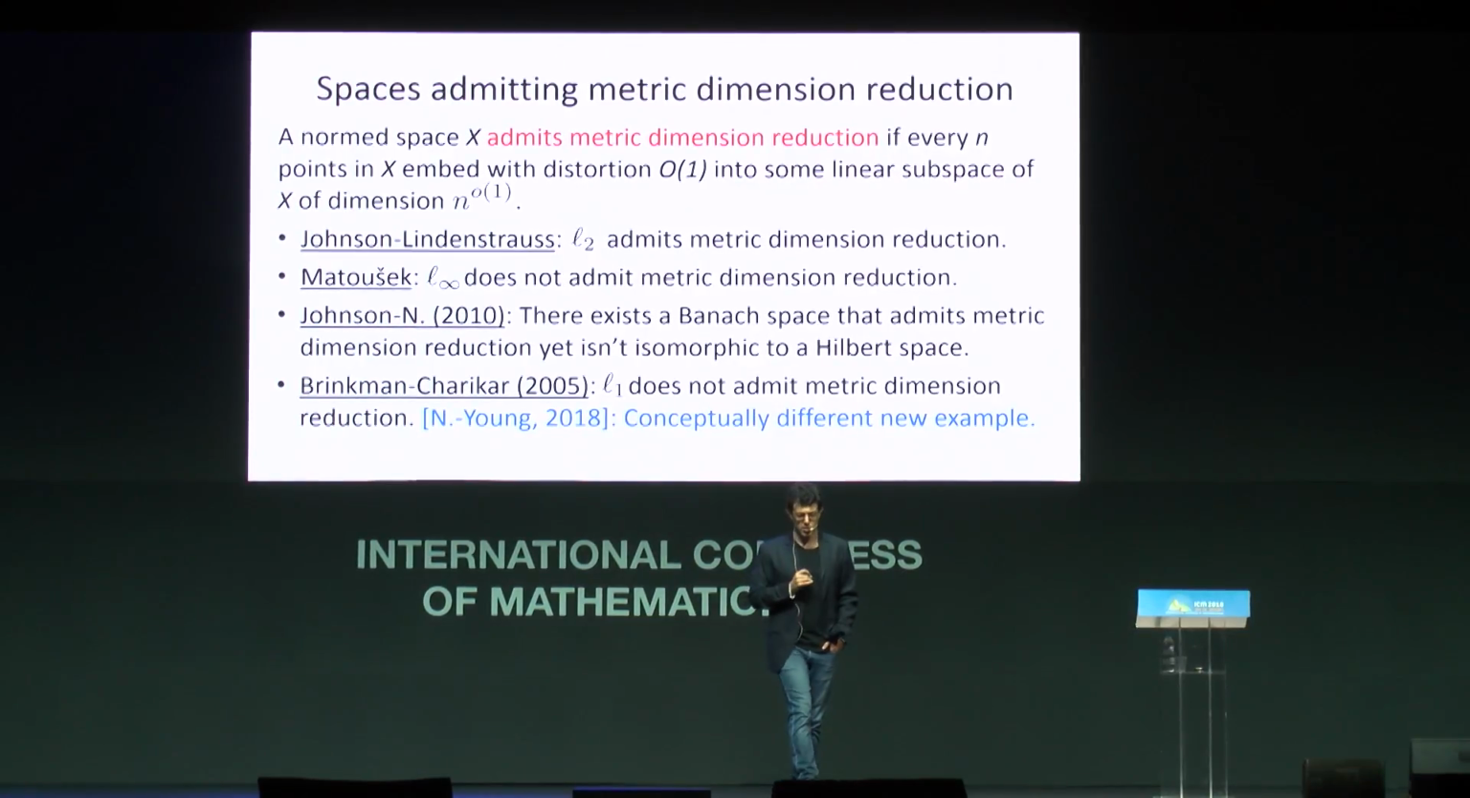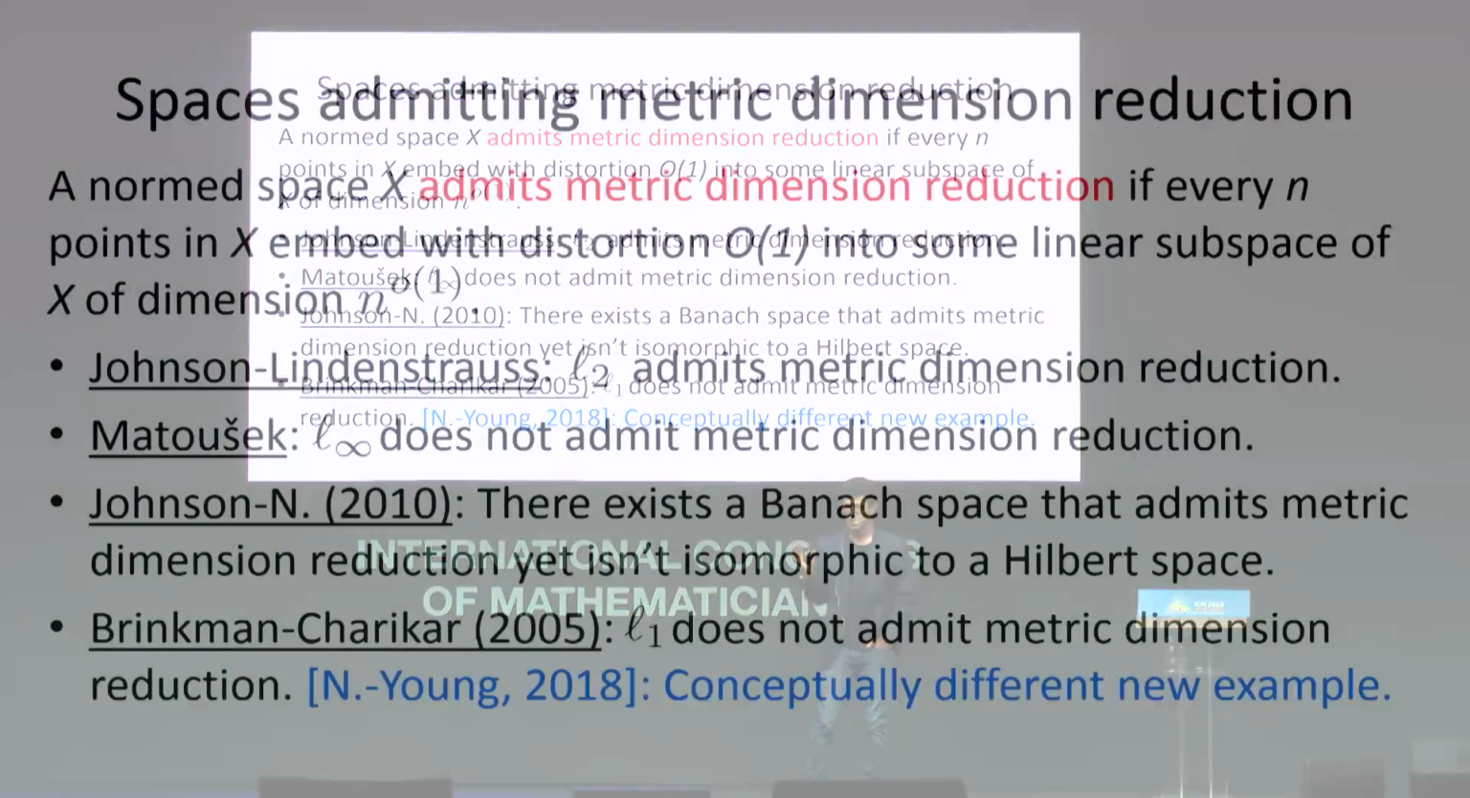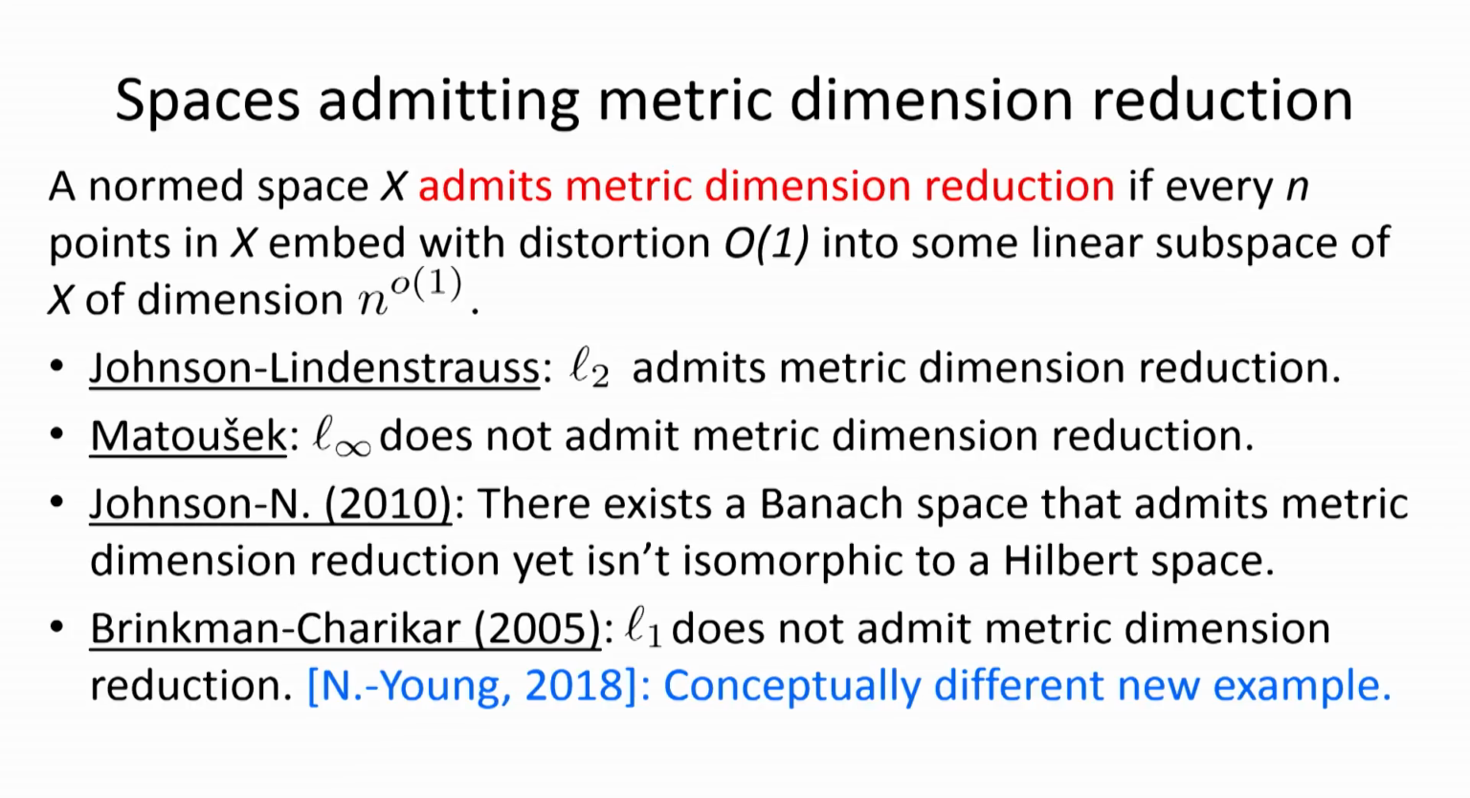Bill Johnson and I, 8 years ago, showed that there exist Banach spaces that do admit metric dimension reduction, but they're not isomorphic to Hilbert spaces. So there are interesting examples. It's not just about Euclidean geometry that you can do this. And for many, many years, it was open whether L1, which is especially important in applications to computer science, admits metric dimension reduction. Lowering the dimension is a very fundamental question. This was solved by Brinkman and Charikar in a very famous paper, and it showed that L1 does not.